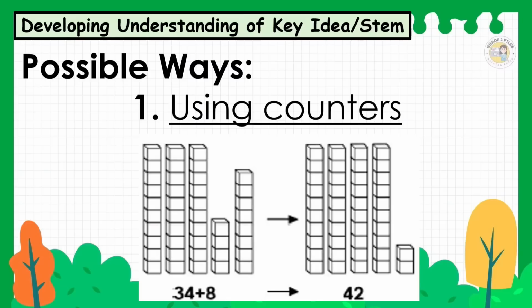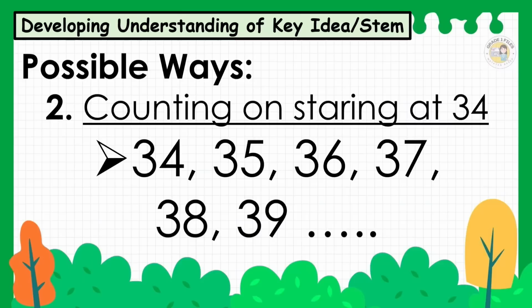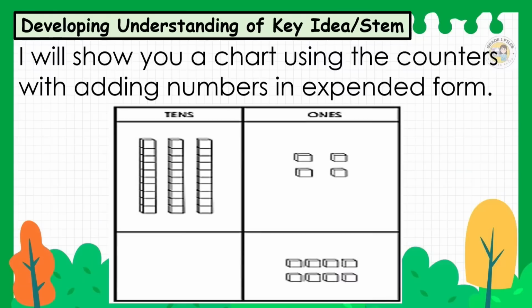First is using counters. Second is counting on starting at 34: 34, 35, 36, 37, 38, 39, and so on. Now, I will show you a chart using the counters with adding numbers in expanded form.